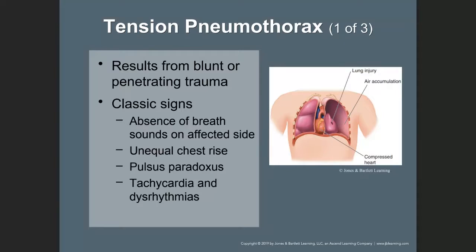Tension pneumothorax results from blunt or penetrating trauma. Classic signs: absence of breath sounds on the affected side, unequal chest rise or paradoxical or asymmetrical movement of the chest, pulsus paradoxus, tachycardia, dysrhythmias.